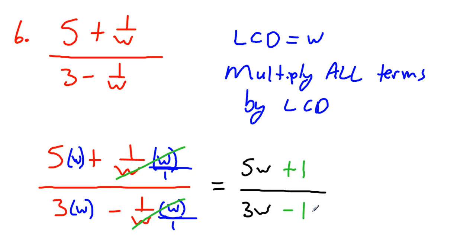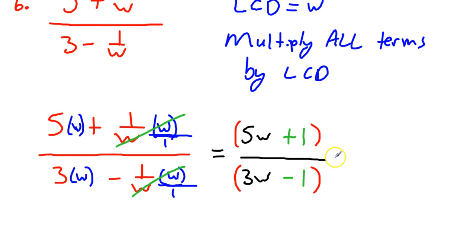And remember, this is the part where you don't want to go back and cancel the W's and the 1's. You have to think that these two expressions have parentheses around them. Anytime you have addition and subtraction with the variables, they're always considered together. And since those are two totally different things, that would just be your answer: 5W plus 1 over 3W minus 1.